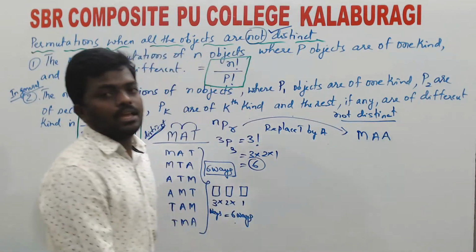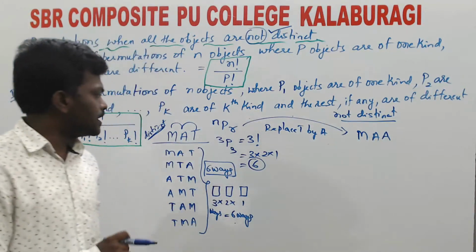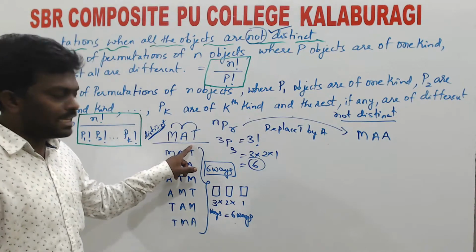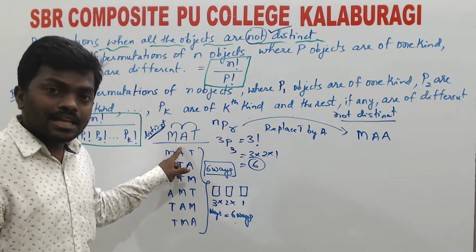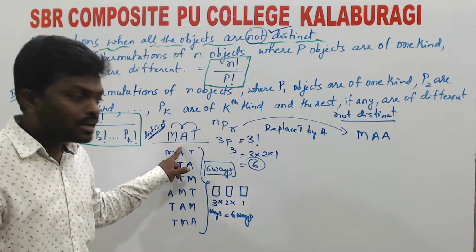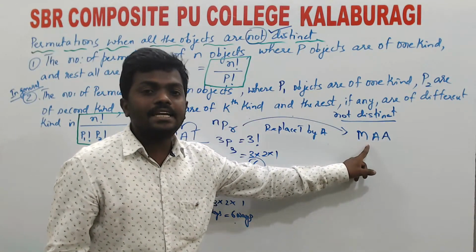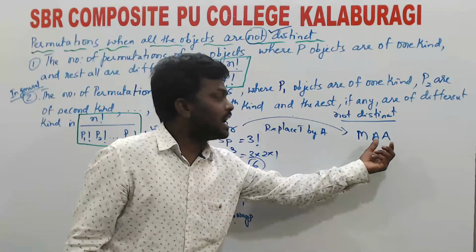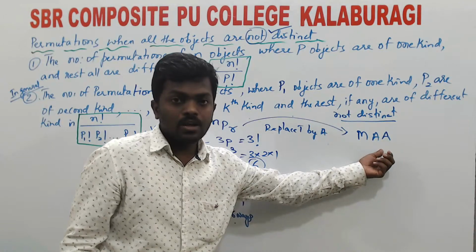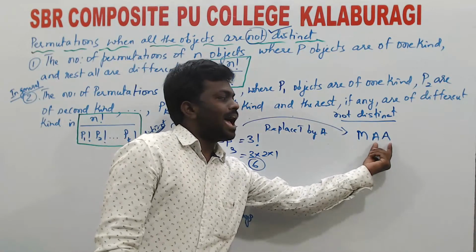I got MAA. So now we read it as M-A-T: in this word, all the letters are different, all the letters are distinct objects. But if you see here, the letters are not distinct. The letter A is occurring twice, and A is of one kind.